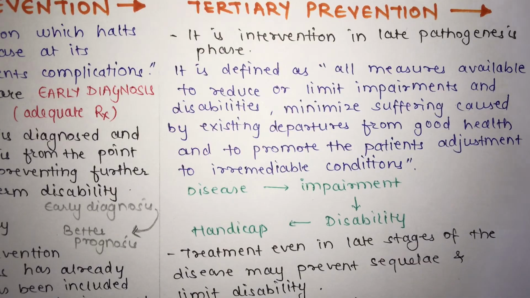Now the third one, that is tertiary prevention. The intervention is in the late pathogenesis phase. Late pathogenesis is when the disease has occurred and is now going into complications. So this is tertiary prevention.